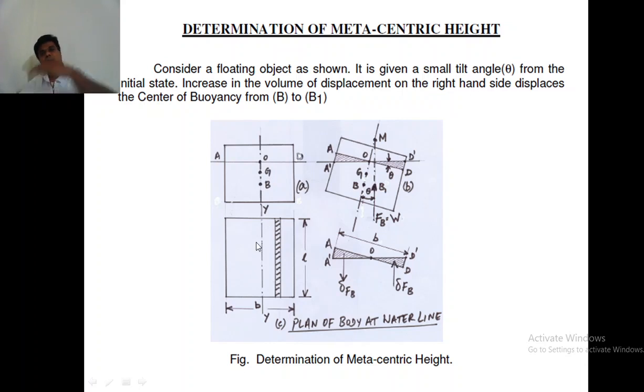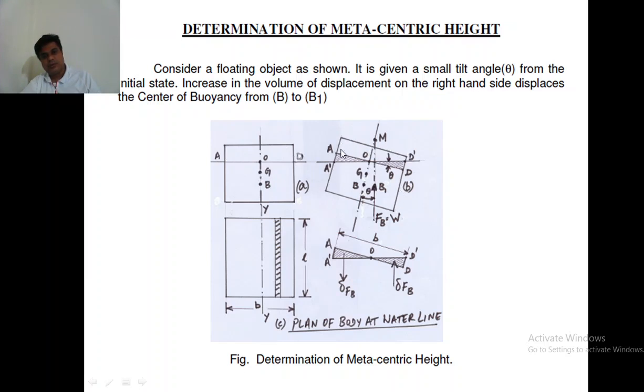It is a rectangular cross section, top view. This is the length of the object, this is the width of the object, this is the height of the object. The plan of the body means the top view. Whenever we give an angular twist to this object, you can see here the new position of the floating object is this one.